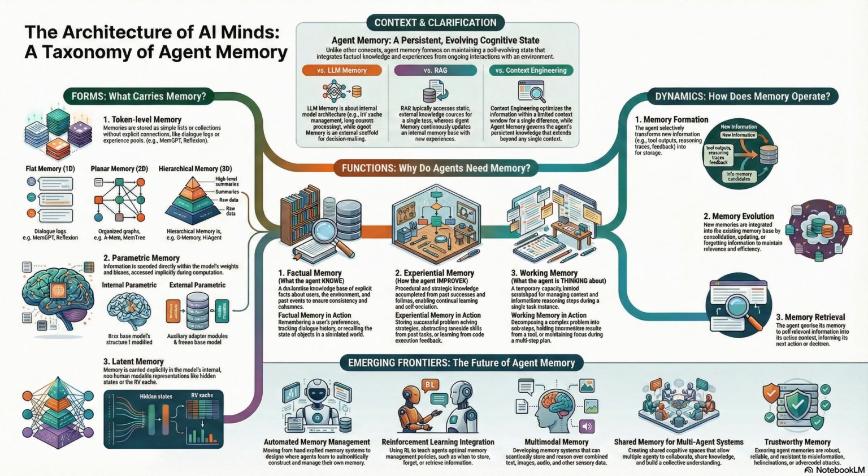It lets the agent track your preferences, remember past failures. It truly supports cross-task persistence. Systems like MemGPT, which can track a dialogue state over months, that's a prime example. That distinction, capacity versus persistence, that's really key.